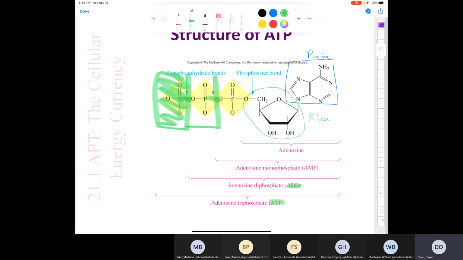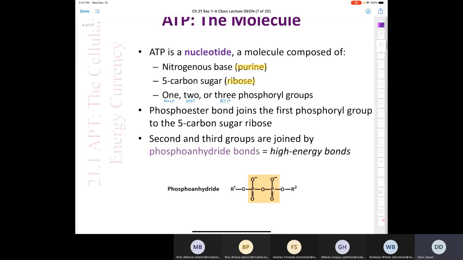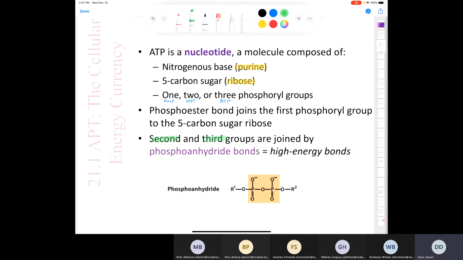And if you were to remove all of this, then you'd have adenosine monophosphate. You'd have no high energy phosphoanhydride bond. So that's the structure of the molecule. Again, the first functional group between the ribose sugar and the phosphates is a phosphoester. And then the second and third phosphate groups are joined by phosphoanhydride bonds, which contain the high energy bonds. So this is just a functional group itself, okay?